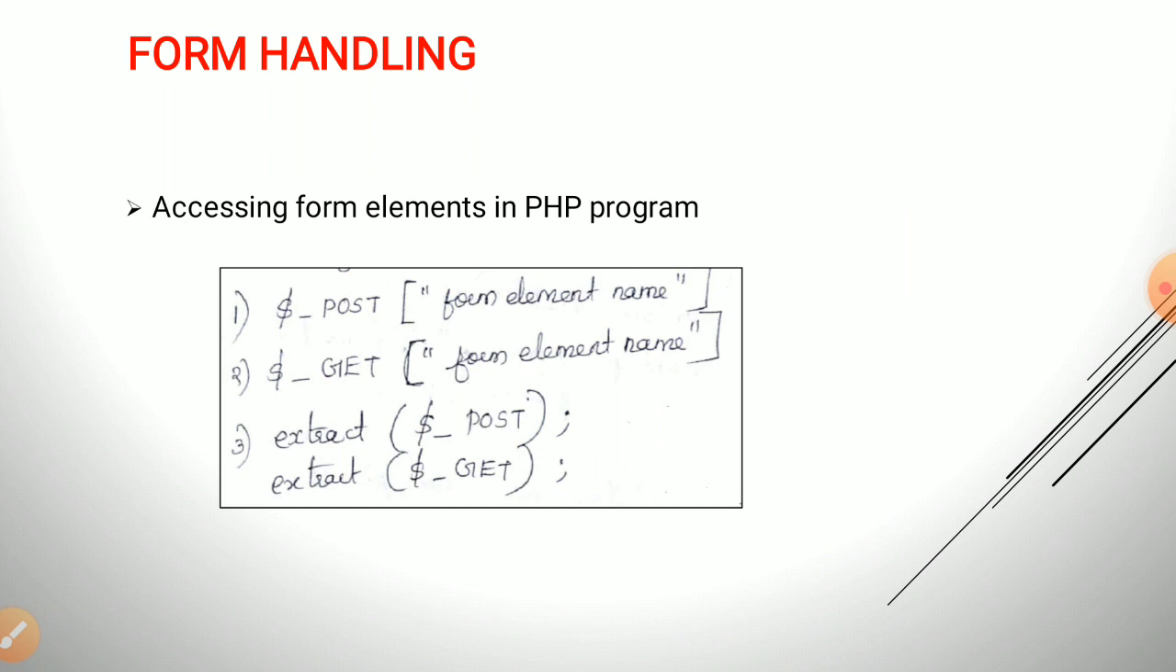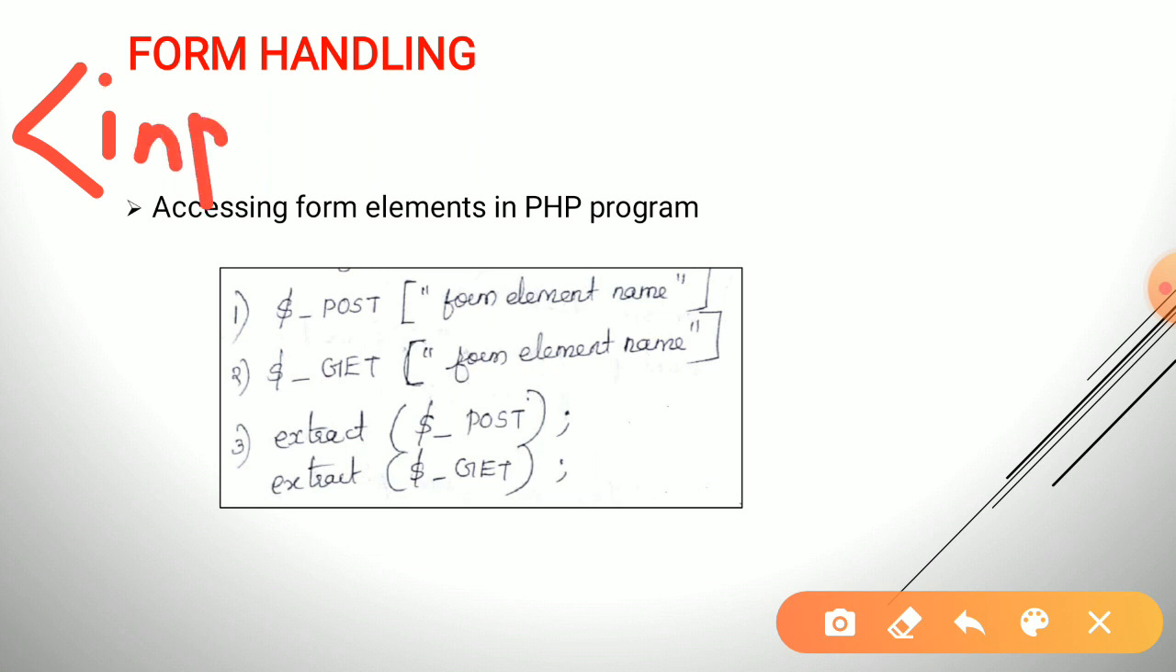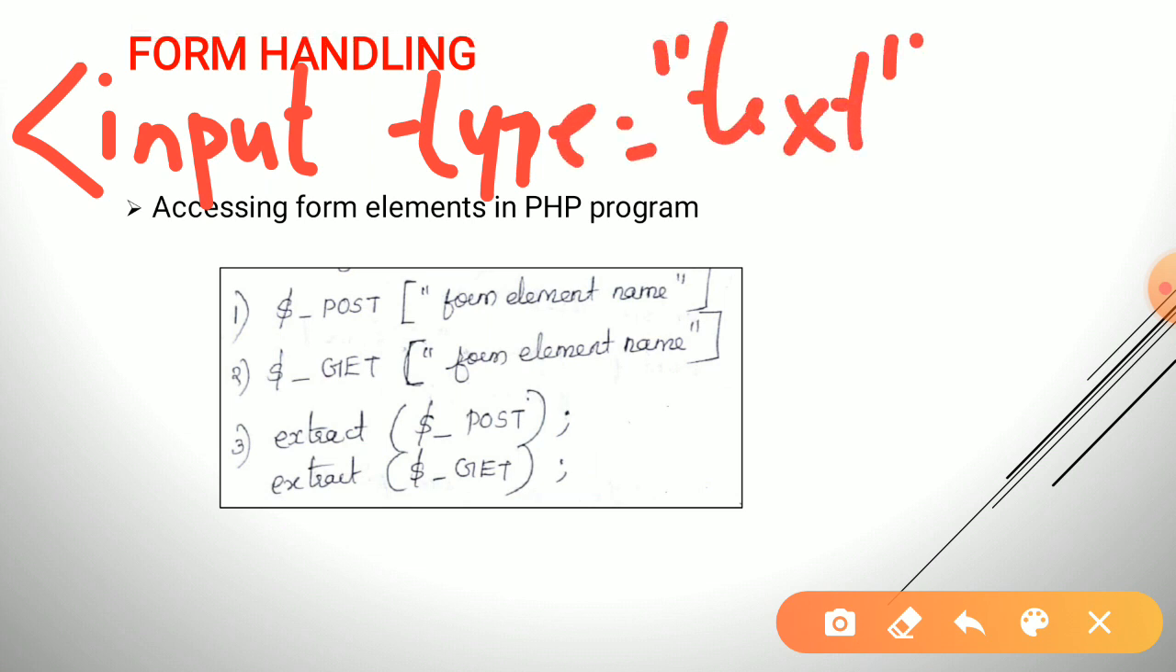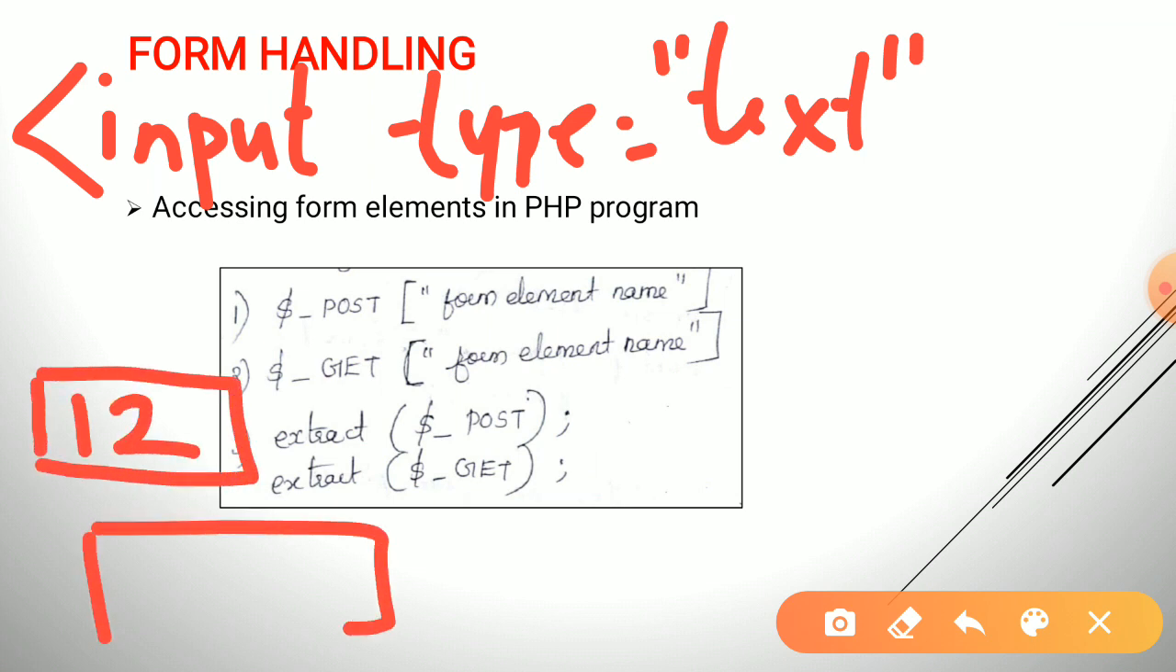Okay, so for example, suppose in the HTML form we have a text box. Input type equal to text. So this will display a text box. Suppose we enter some value, 12, in that text box, and suppose we click the submit button.